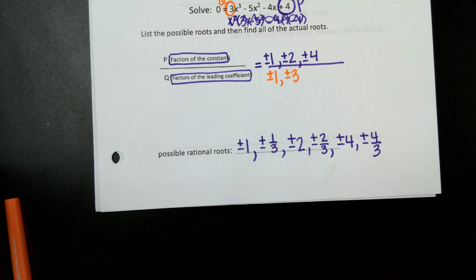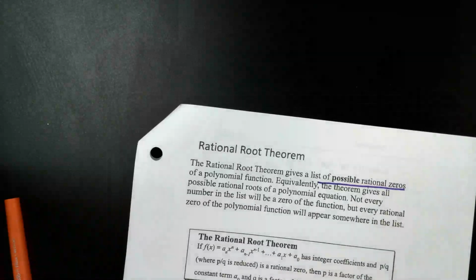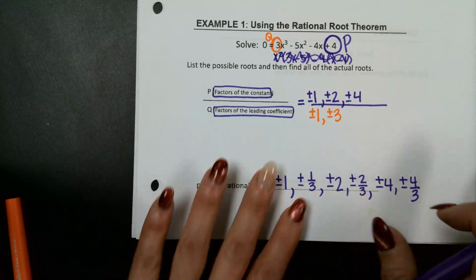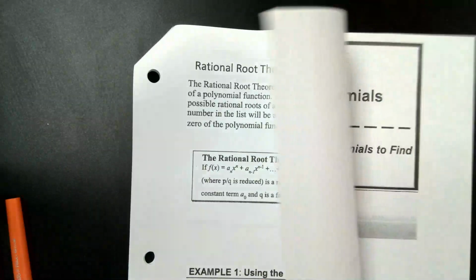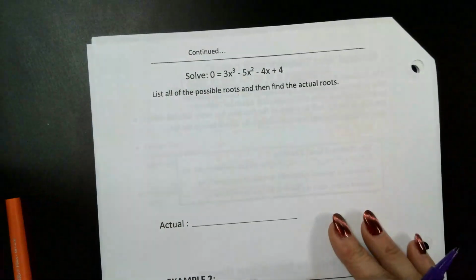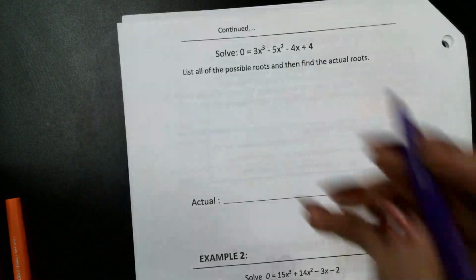Remember that synthetic division lesson we did last week? We're about to do something synthetic division, okay? Go ahead and turn the page. Remember our first two possible ones were positive 1 and negative 1? Those are the two numbers we're going to use with synthetic division. So in order to find the actual roots, this is what you're going to do.